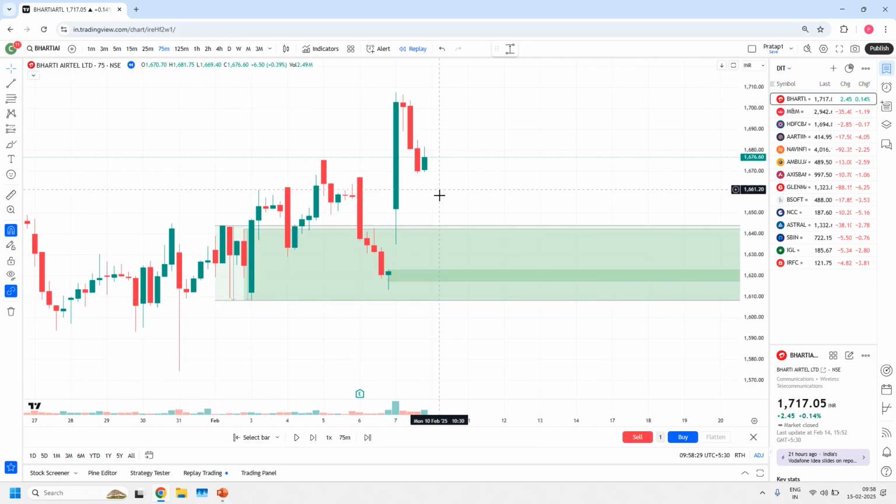Is there any newly created 75-minute zone above this one? No. This is only the recent 75-minute demand zone. Maybe you have an LOTL zone inside this. LOTL is okay because it is within the zone. But completely outside, is there any new zone? No.